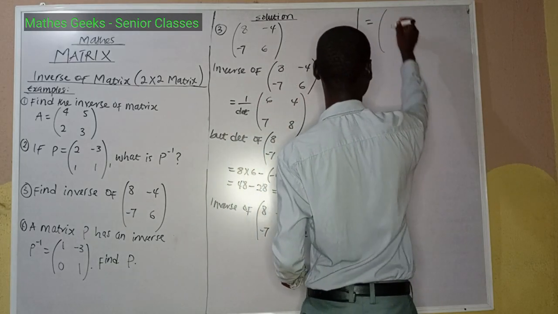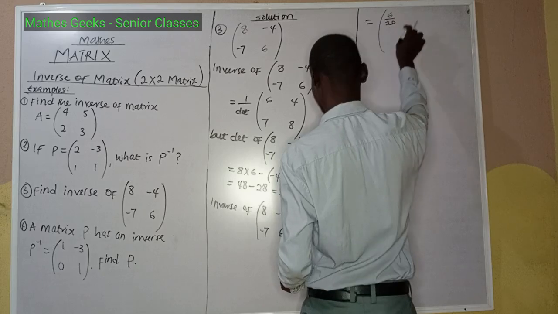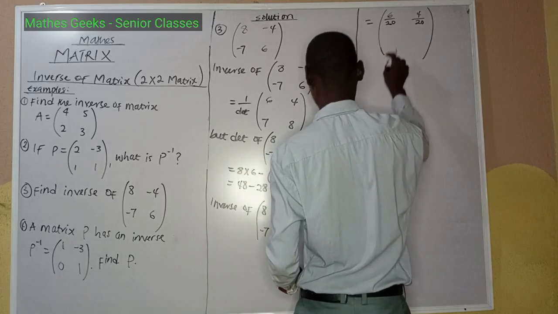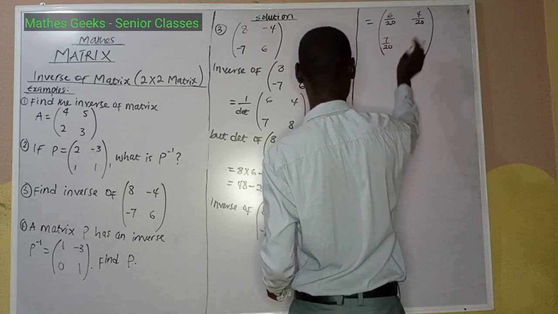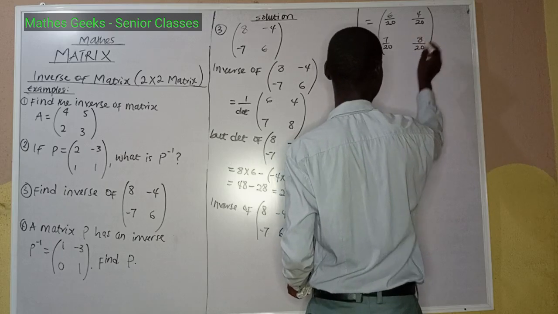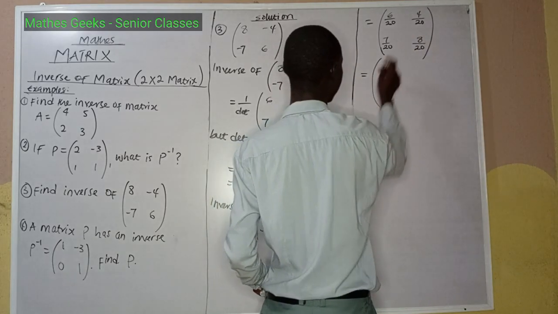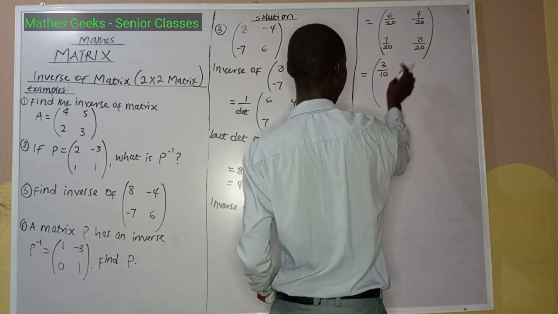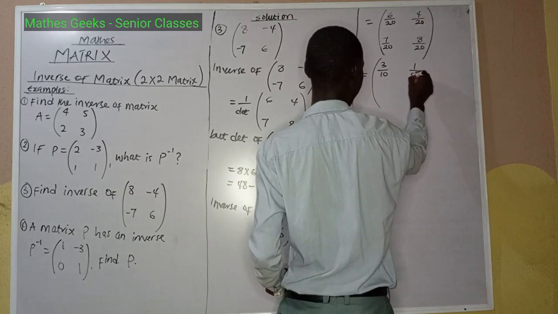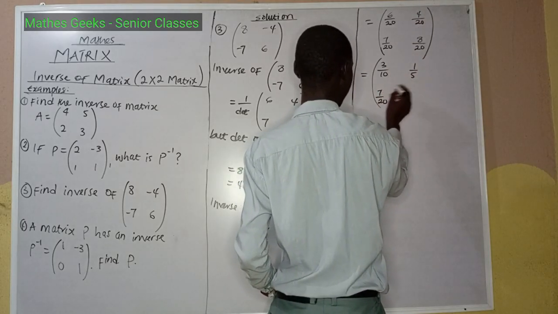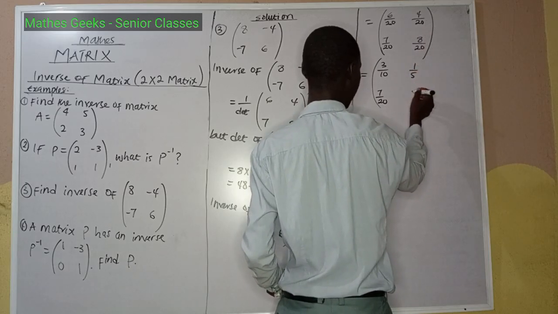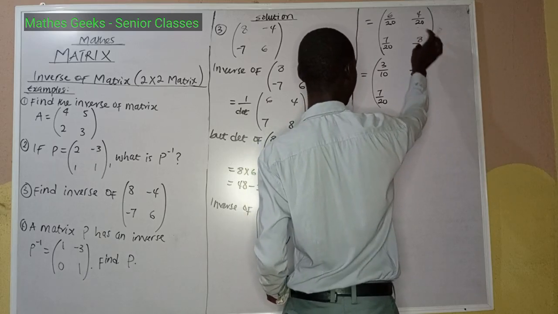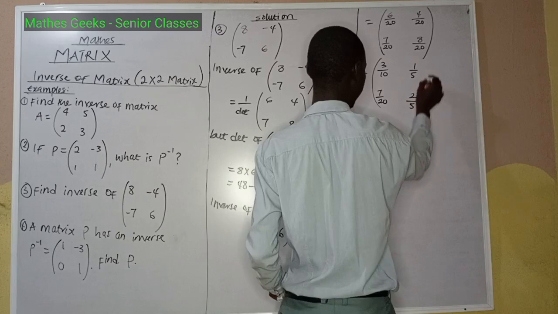Question. 6 over 20, 4 over 20, 7 over 20 and 8 over 20. 6 over 20, 2 into 6 gives us 3, that's 3 over 10, 1 over 5, 7 over 20, and 4 over 10, 2 over 5. 2 over 5.